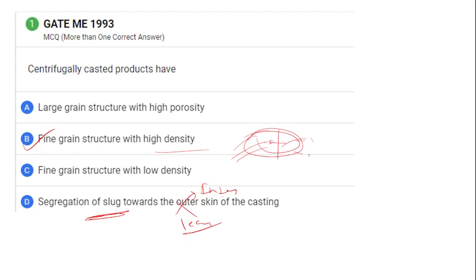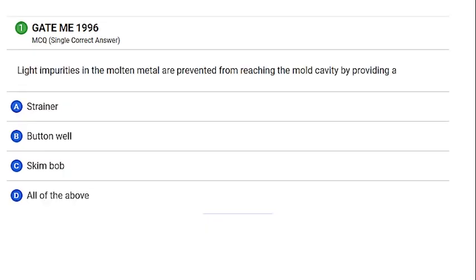Any doubt? No, ma'am. Okay, solve this question. C. Ma'am, D seems right then. Think. Ma'am, C option. Yeah, C is correct. Skim bob. C is correct.